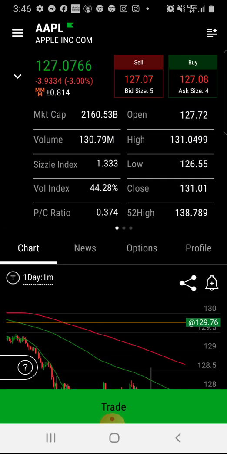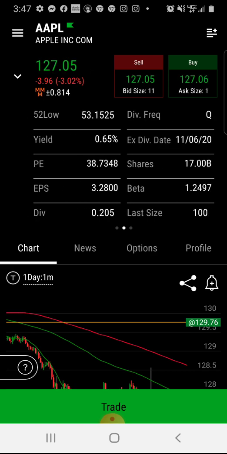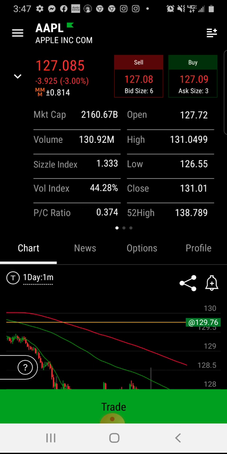Top left is the market cap, which is the value of the company. All you do is multiply the number of shares outstanding by the price of the share. That gives you that number. Couple other numbers here, like the 52 week low and 52 week high on this page. The open is the price that it opened this morning, 127.72. The high of the day was 131. The low of the day was 126.55.